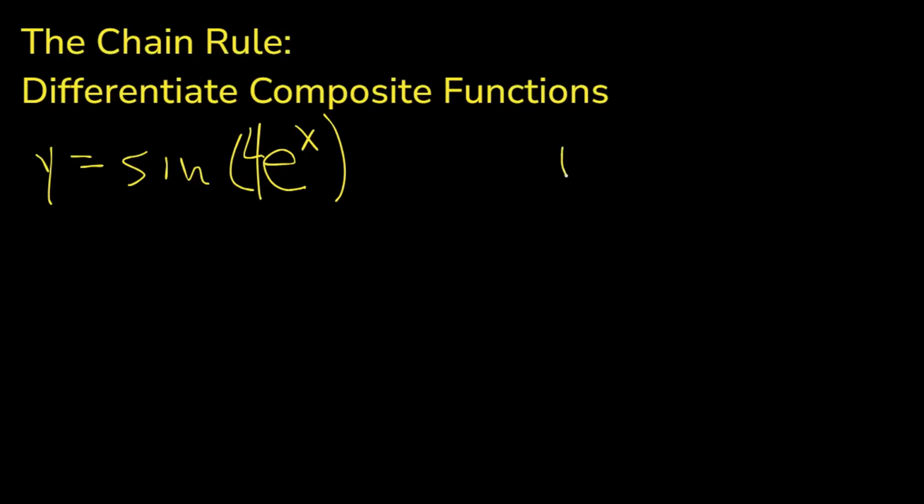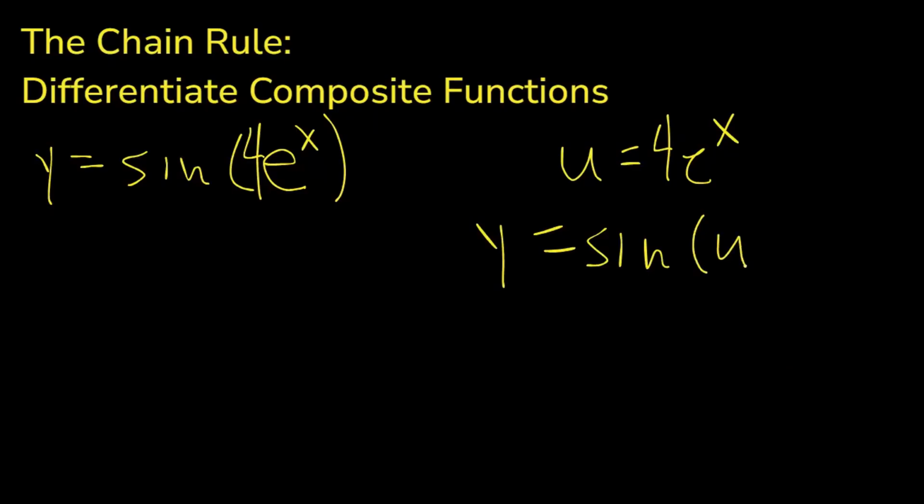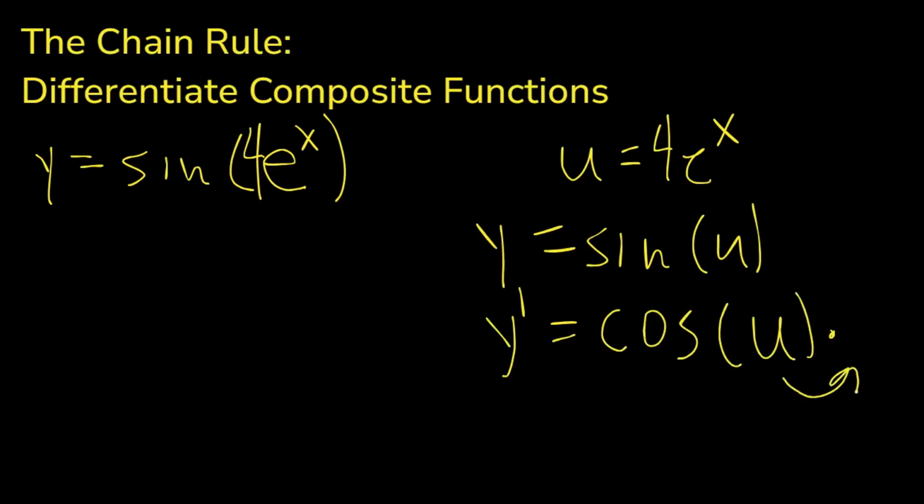Here, the u is 4e to the x. And again, we can think of this as y equals sine of u. And then this can give us a nice rule for the derivative of sine of any function. If I took the derivative of this, it would be cosine of u times the derivative of whatever that u function is, which would be u prime. I could clean this up and write it as u prime cosine of u.